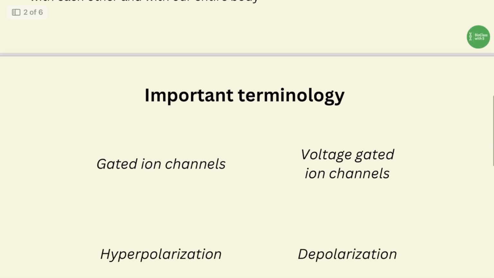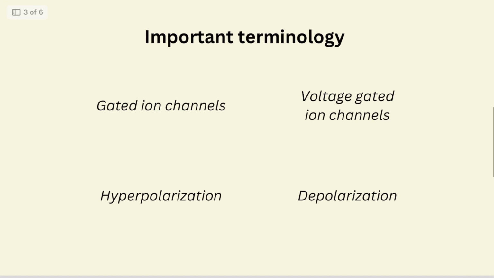Now, before we go through the 5 main stages, let's first look at the important terminology. So, neurons have gated ion channels, which open or close in response to stimuli, which can result in changes in the membrane potential. There are also voltage-gated ion channels, which open and close in response to a shift in the voltage across the plasma membrane of a neuron.